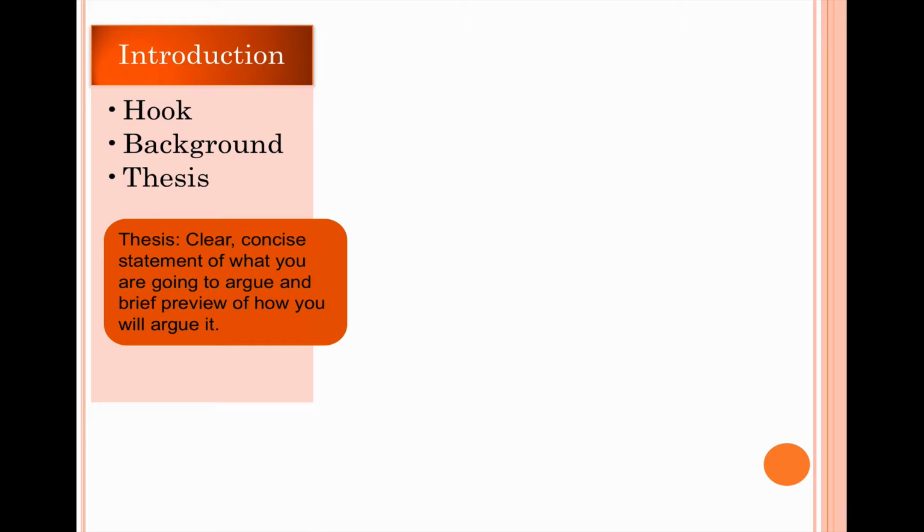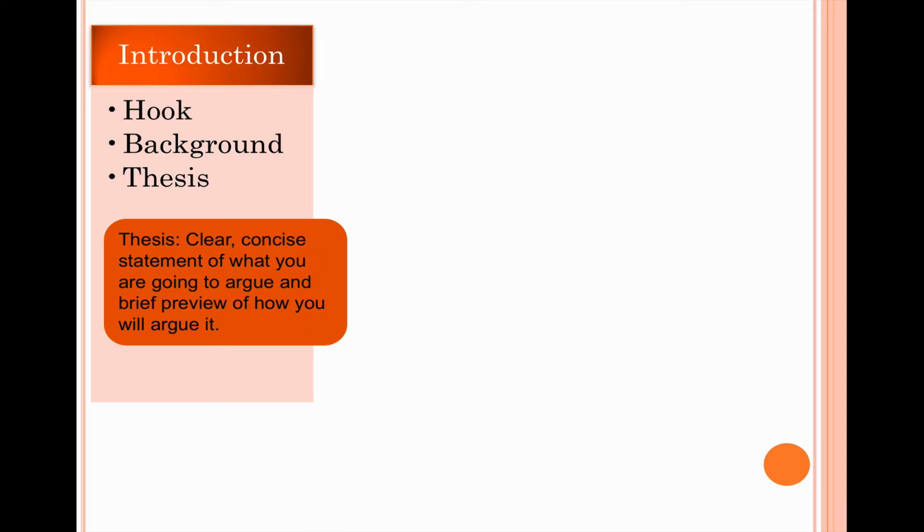The background is any background historical information that they need to have in order to understand your argument. So background for this particular assignment, for this particular question, will involve things like the establishment of the English colonies in the New World, the regional diversity of the New World. All of these things will help your reader understand the argument that you're actually going to make.